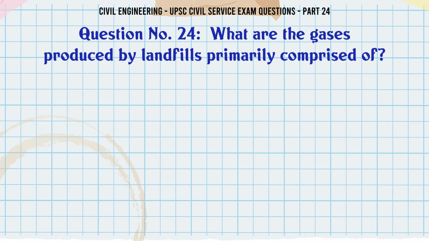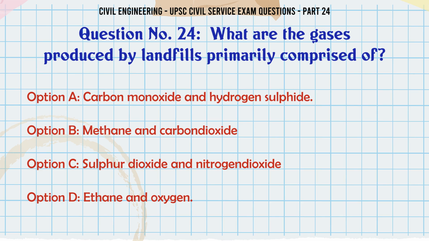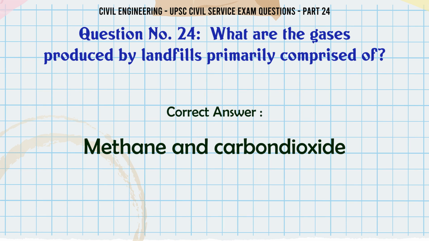What are the gases produced by landfills primarily comprised of? A. Carbon monoxide and hydrogen sulfide, B. Methane and carbon dioxide, C. Sulfur dioxide and nitrogen dioxide, D. Ethane and oxygen. The correct answer is methane and carbon dioxide.